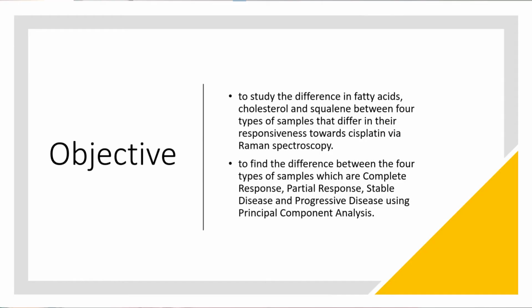To understand more about this resistive behavior, a study of cellular metabolites known as metabolomics can be done via Raman spectroscopy to see the relation between the metabolites in bladder cancer and its responsiveness towards chemotherapeutic drugs. In my research, I am trying to study the difference in fatty acid, cholesterol, and squalene between four types of samples that differ in their responsiveness towards cisplatin via Raman spectroscopy. Moreover, I am also trying to find the difference between the four types of samples, which are complete response, partial response, stable disease, and progressive disease, using principal component analysis, where the Raman spectra of the samples are analyzed.